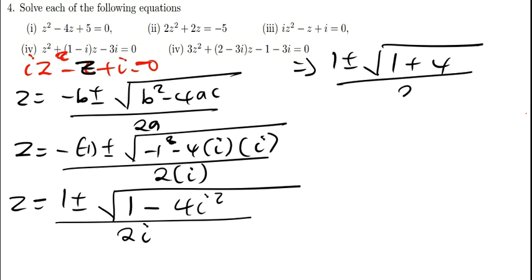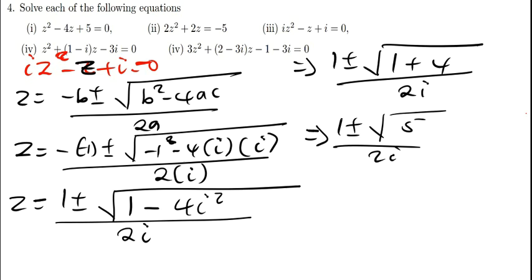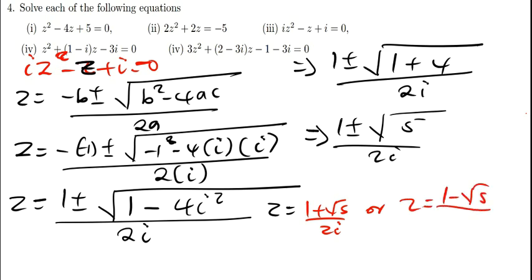I divide this by 2i. So I'll end up having 1 plus or minus the square root of 5 divided by 2i. The square root of 5, unless I use a calculator, but in this case we're not allowed to use a calculator, so I'll leave it the way it is. Meaning I have z equal to 1 plus the root of 5 divided by 2i, or z equal to 1 minus the root of 5 divided by 2i.